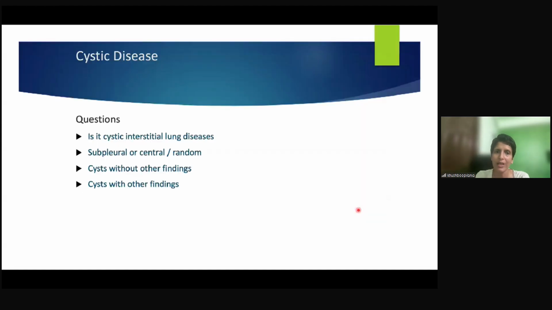So these are the few questions that we did address while we talked about cystic lung disease. The first and foremost thing that you ask yourself is, are these true cysts? Or is it emphysema, or is it honeycombing, or is it bronchiectasis? Because emphysema, honeycombing, and bronchiectasis do not mean cystic interstitial lung disease. So first try to differentiate whether what you're looking at are true cysts.